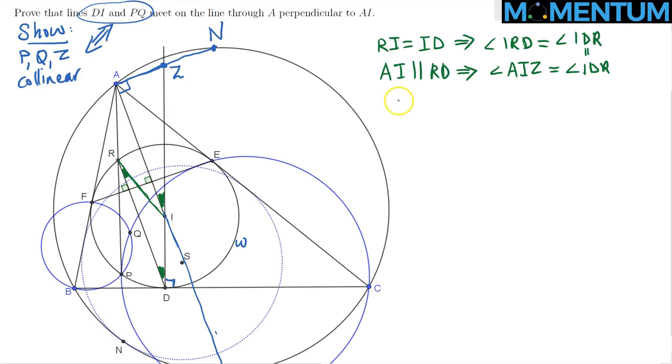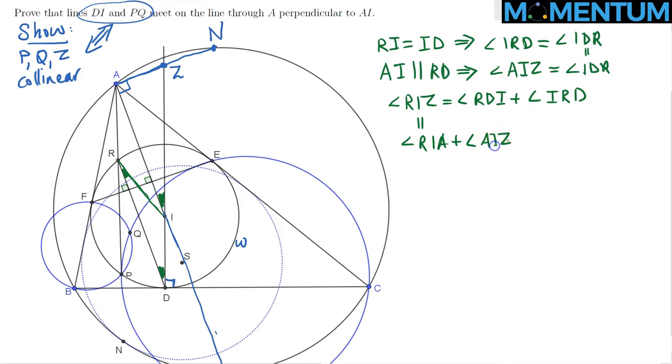Let me write that down. So angle RIZ is simply equal to angle RDI plus angle IRD, and well, these are those green angles. But at the same time, RIZ itself can be split into RIA plus angle AIZ, I should say, AIZ.